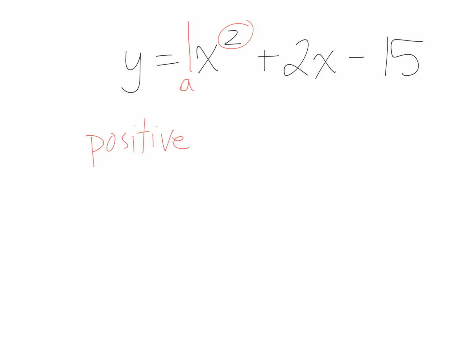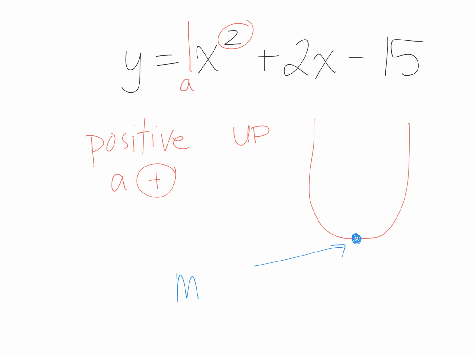If a is positive, does the parabola open up or down? Who remembers? If a is positive, yes, it opens up. So it looks like this. So right away we know, just by looking at this equation, our parabola is going to open up. If it opens up, does it have a maximum or minimum value? Excellent. Minimum value. I want you to copy this down, please.